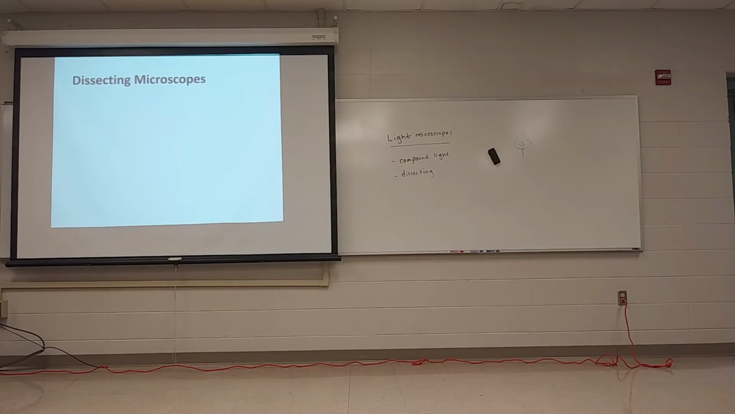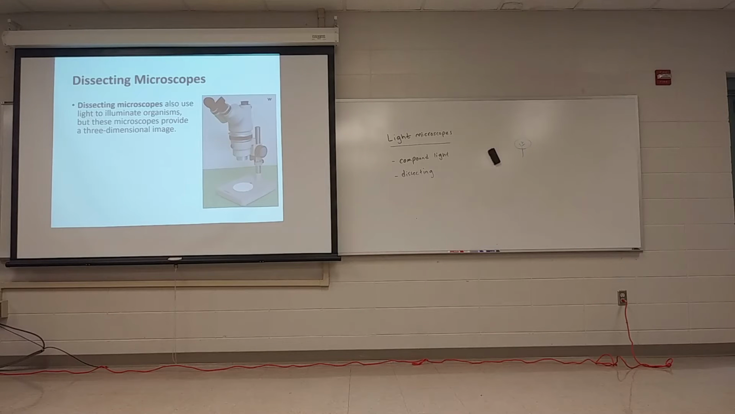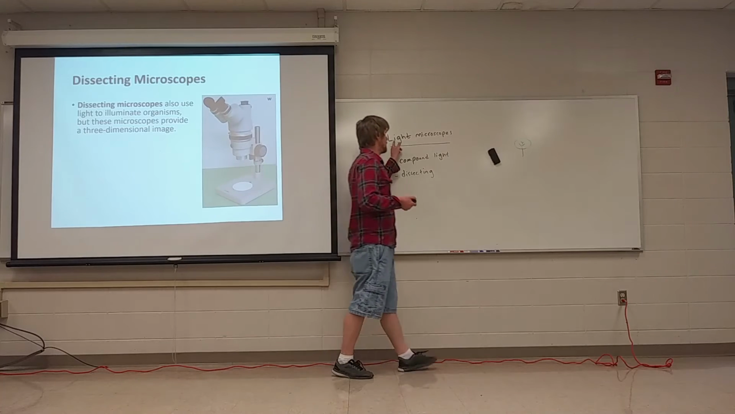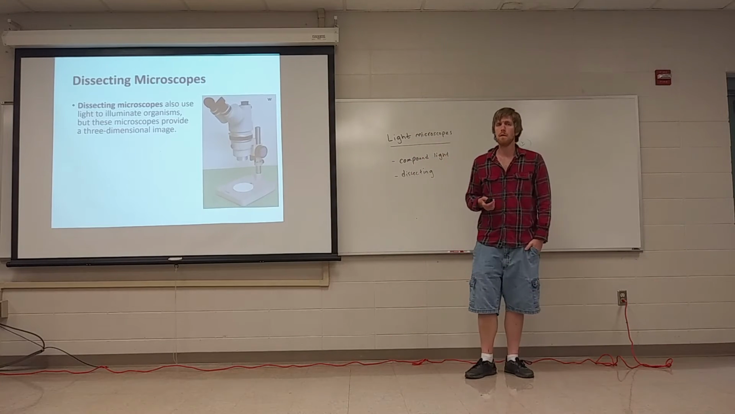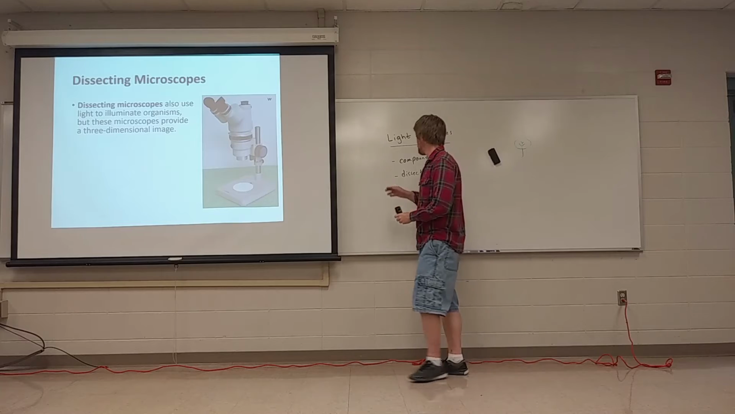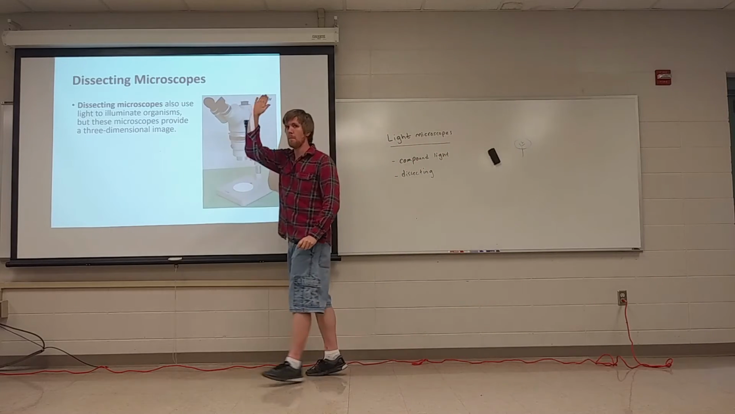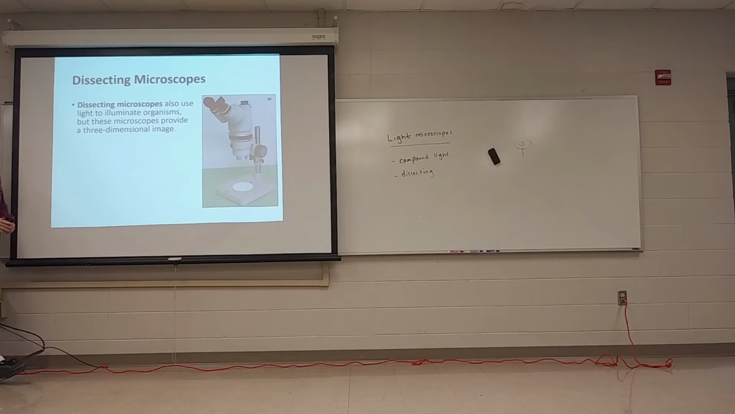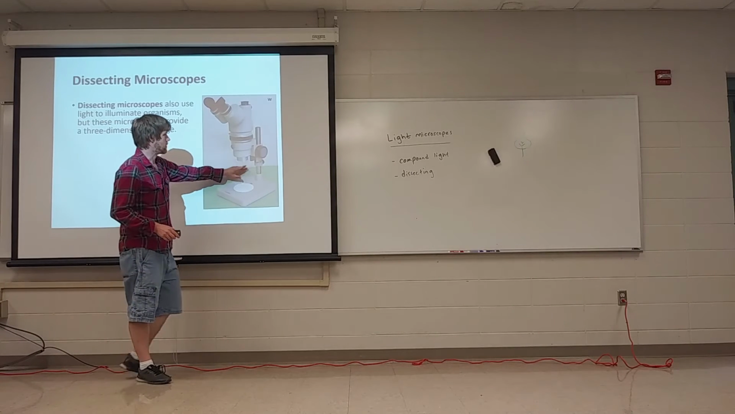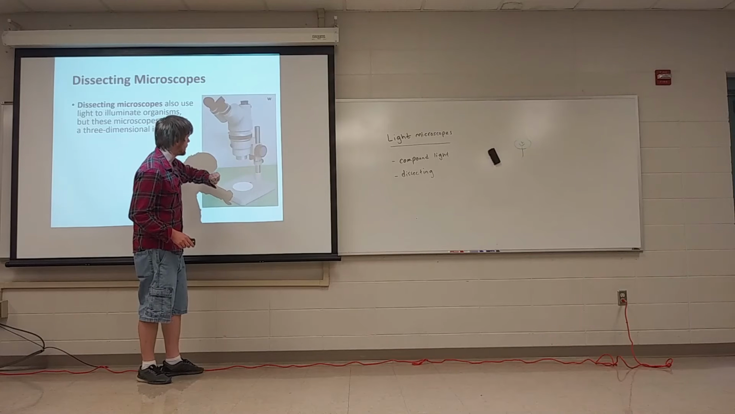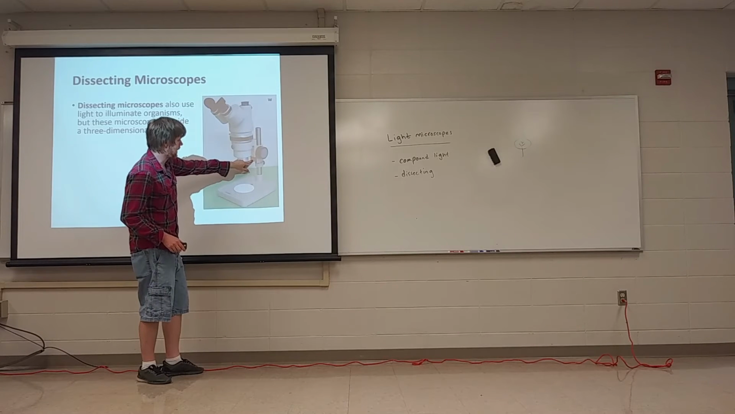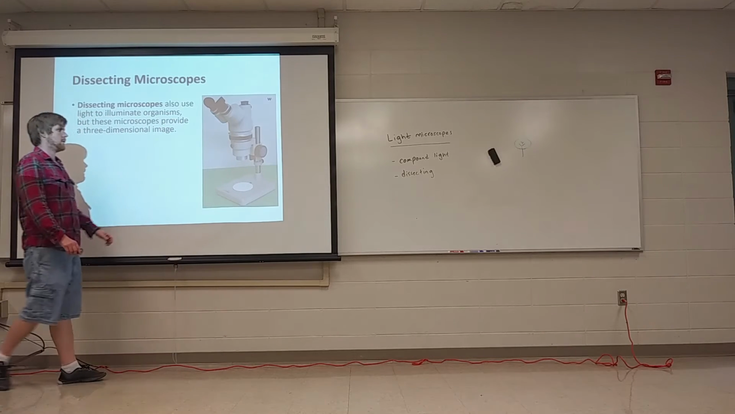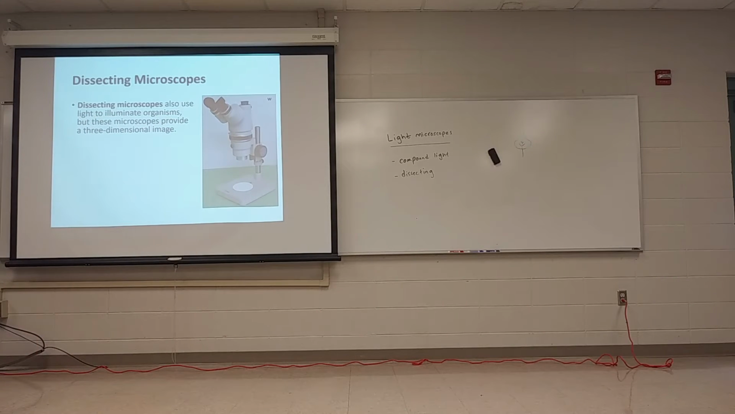All right, next one, dissecting microscopes. So these also use light, but they use light from above rather than below. So our compound scopes use light coming up from beneath the organism. With our dissecting scope, the light comes from above. Trying to see where the light source is, like right here would be the light source, I think, for this one. And it illuminates the specimen from above.